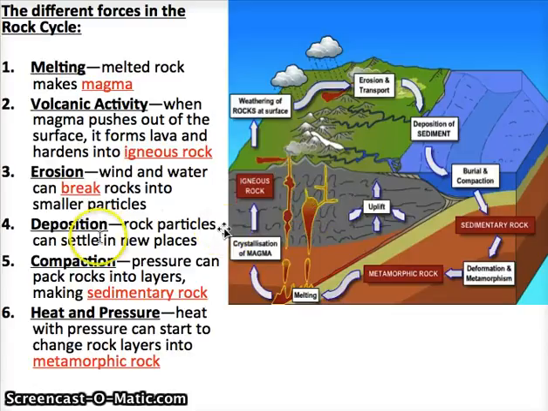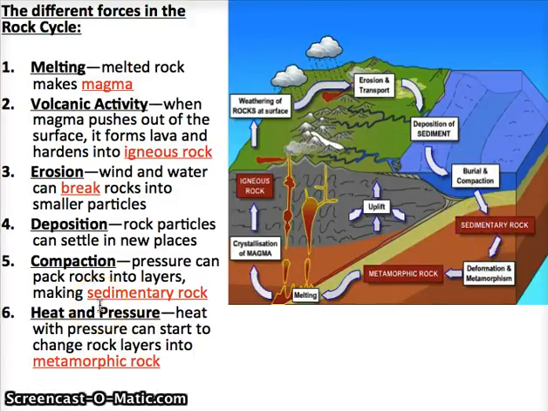The fifth force is compaction. Compaction, think of the word compact. It means to press down or make smaller. Compaction is when there's a lot of pressure and it starts packing the rocks into layers. And you remember that sedimentary rock usually has layers, so when there's a lot of pressure and compaction, and you can see here after deposition we have burial and compaction, it actually forms sedimentary rock.